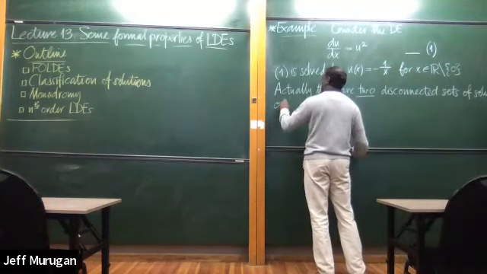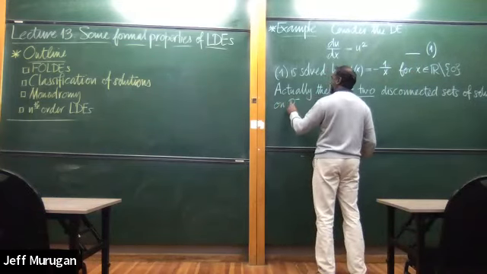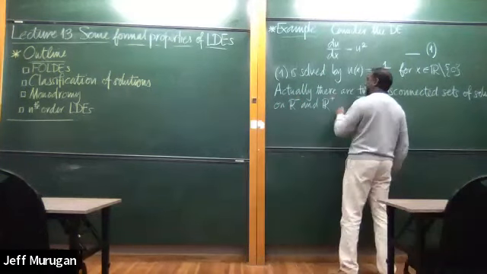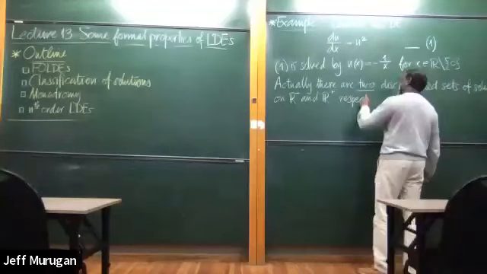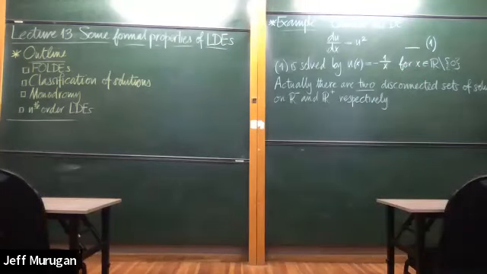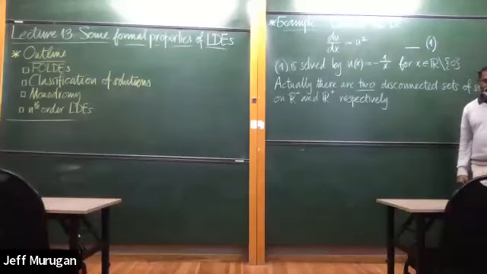on R minus and plus, respectively. And if I restrict my attention to real valued solutions to this differential equation, then there's no way to connect this x less than 0 region to the x greater than 0 region, because I have a puncture in the line. Okay? So this is why they're disconnected.